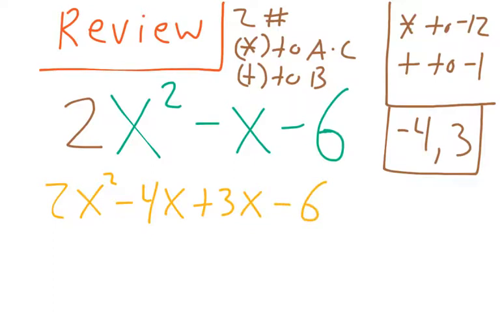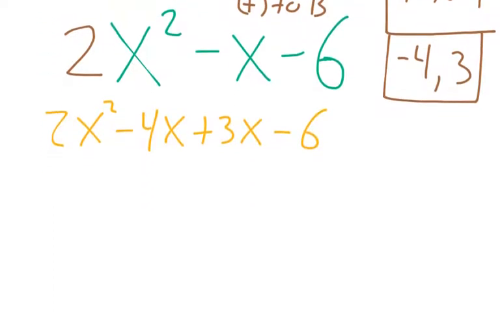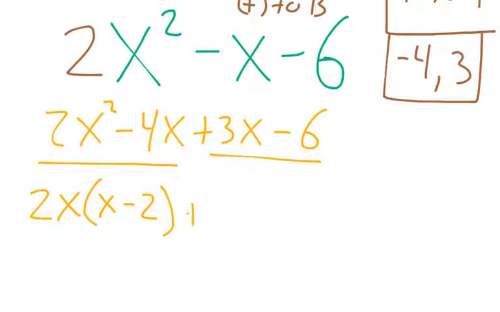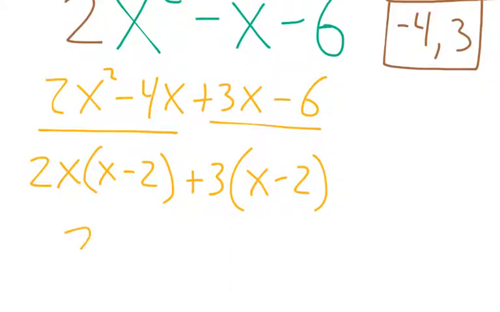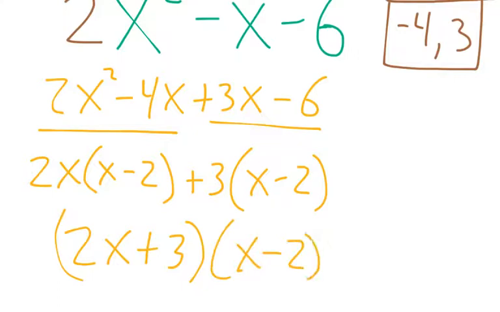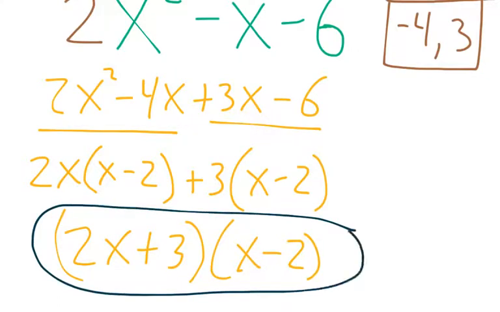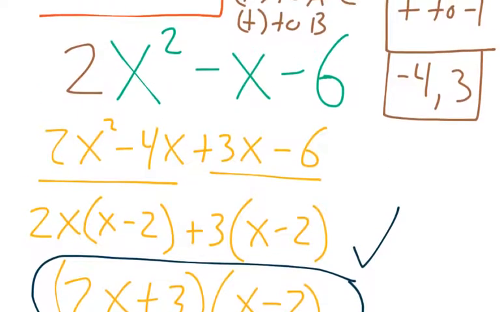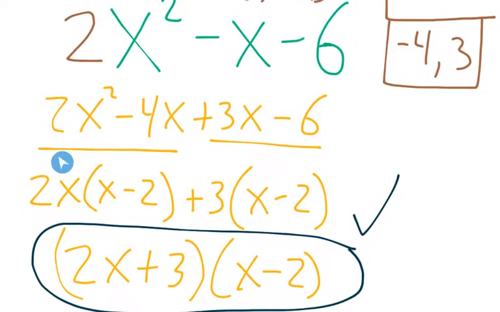Again, this is a different method than the simpler versions we did last week. I'm going to factor both halves separately. In the first half, 2x comes out, and x minus 2 stays in. In the second half, a positive 3 comes out, and x minus 2 is left over. Therefore, my factors are 2x plus 3 and x minus 2. This will FOIL back to what I started with, 2x squared minus x minus 6.